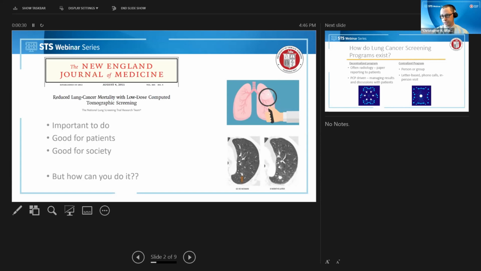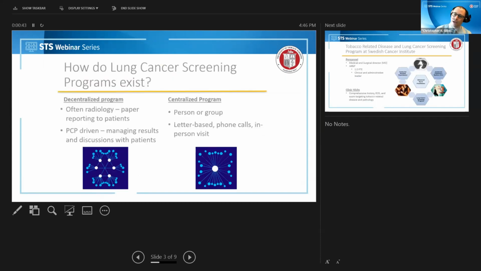It's great to do things that are great for patients, but everybody knows that we also live in a world of financial reality. And so we do have to try to figure out how we can best accomplish these as well. So how do lung cancer screening programs exist? There's a number of different models, some of which we've already heard about today, and many that you're probably familiar with as well. Most of them essentially break down into two different types, either a more decentralized program or a more centralized program.